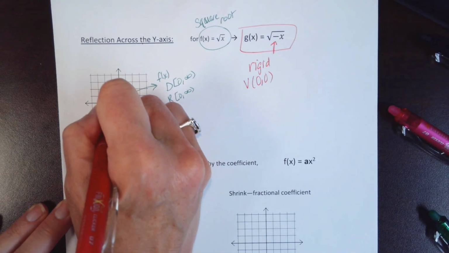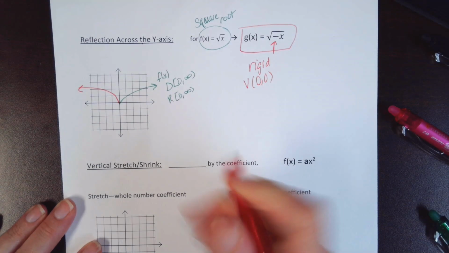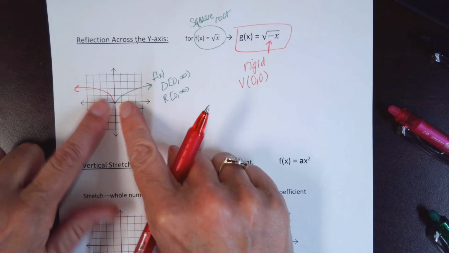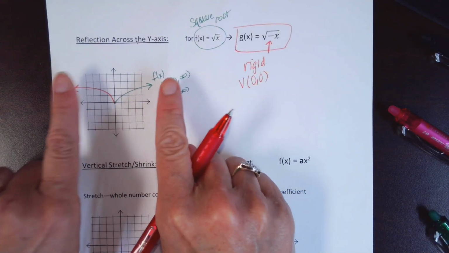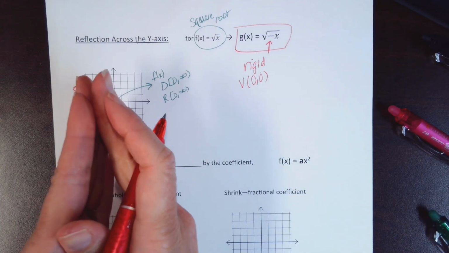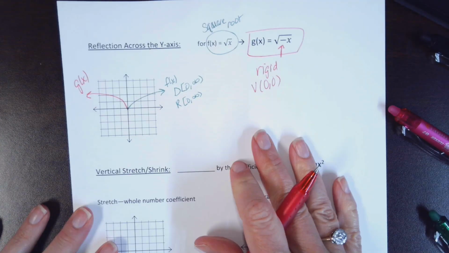It's just that I go the other direction. And I do my best to make it the same so that this y-axis is a line of symmetry, and if I were to fold it, they would match up. This is g of x.